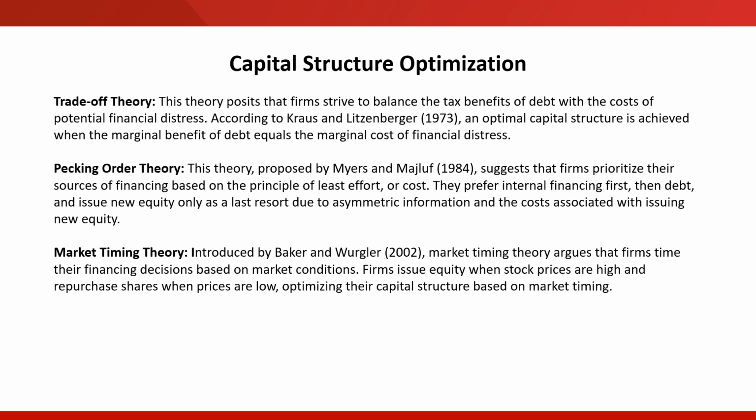Finally, we look at the market timing theory. This was introduced by Baker and Wurgler in 2002. This theory argues that firms time their financing decisions based on market conditions. Essentially, firms issue equity when their stock prices are high and repurchase shares when prices are low. This strategic timing allows firms to optimize their capital structure by taking advantage of favorable market conditions. Each of these theories offers a unique perspective on how firms can structure their financing to achieve optimal results.